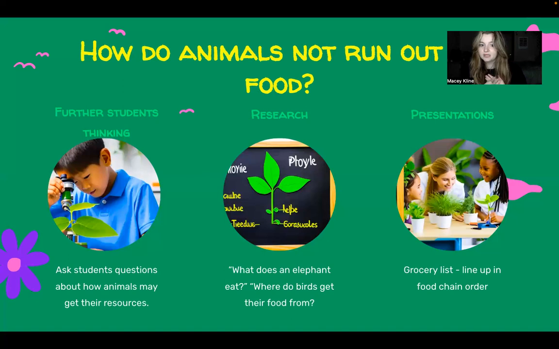Like if I am an animal that needs a plant, I would be after the plant. Does that make more sense? So yeah, use the grocery list to line up in food chain order.